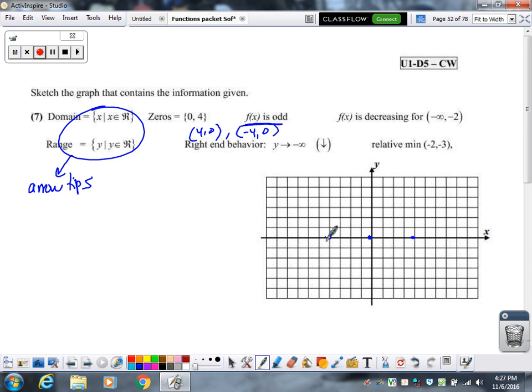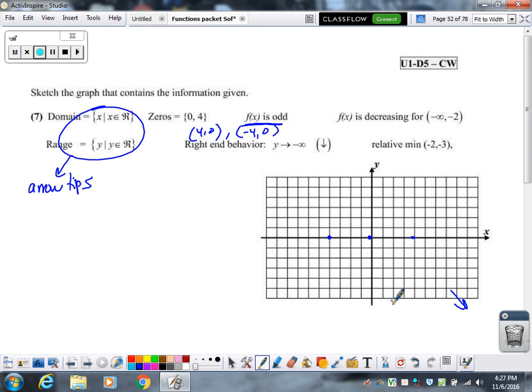Let's see what else. Right-end behavior, y is decreasing, so we're going to have an arrow tip going down here. Somewhere in there, when we're done, that arrow tip is going to be going down. It is decreasing from -infinity to -2. Okay, so we'll keep that in mind as we start to put our pieces together.